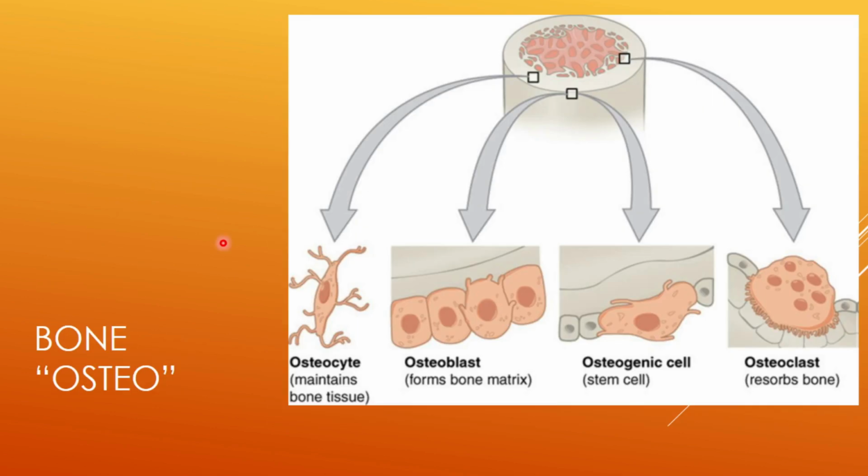Moving on to bone-associated structures, which have the prefix osteo, such as bone cells or osteocytes, or the precursors of bone cells, which are known as osteoblasts. These form the bone matrix that will become the osteocyte. Or bone stem cells, osteogenic cells, or those cells that resorb bone, known as osteoclasts.